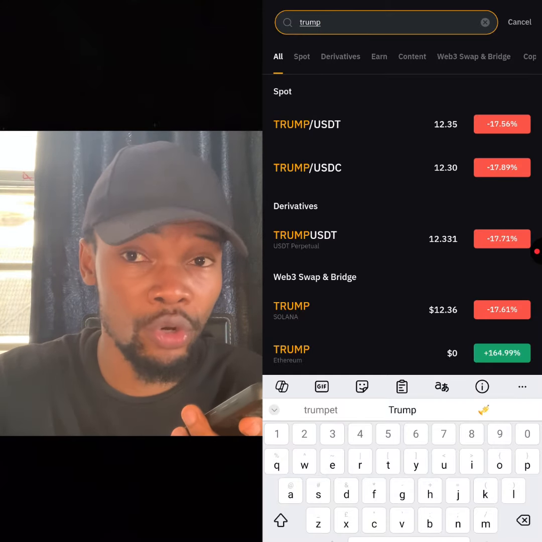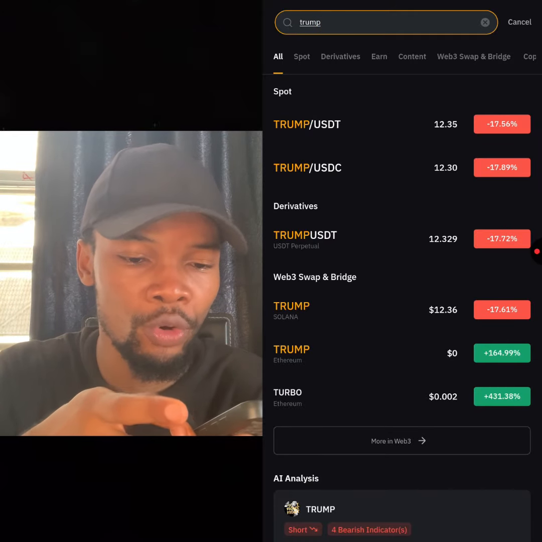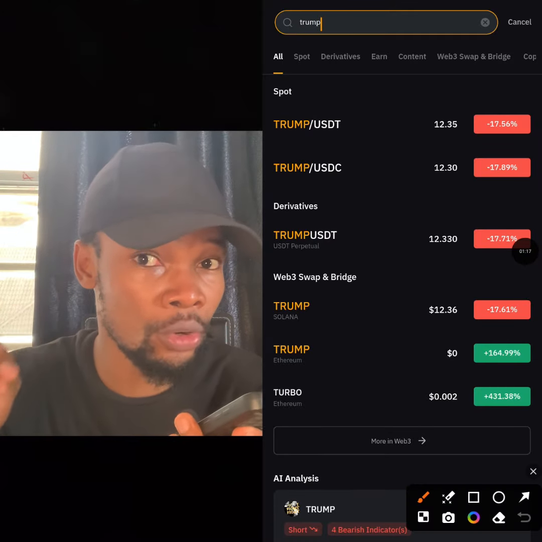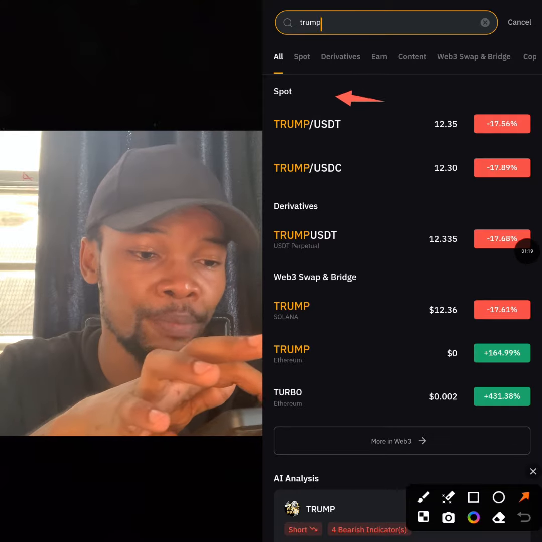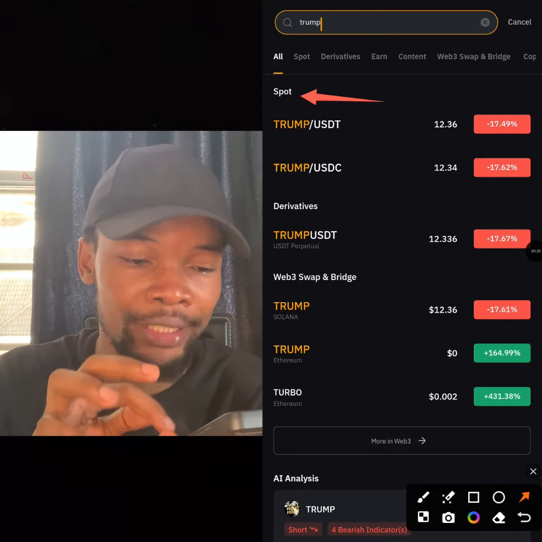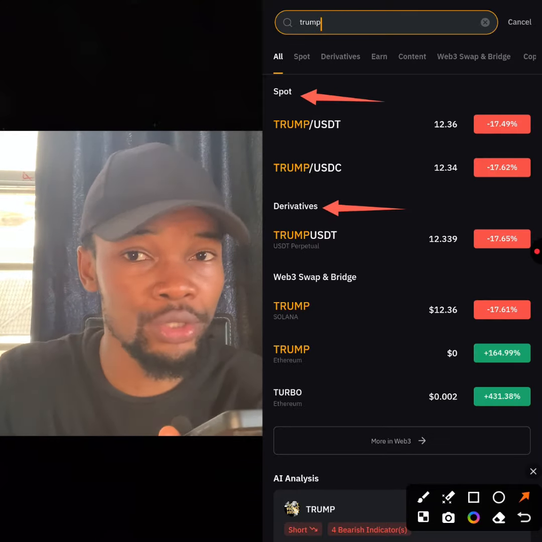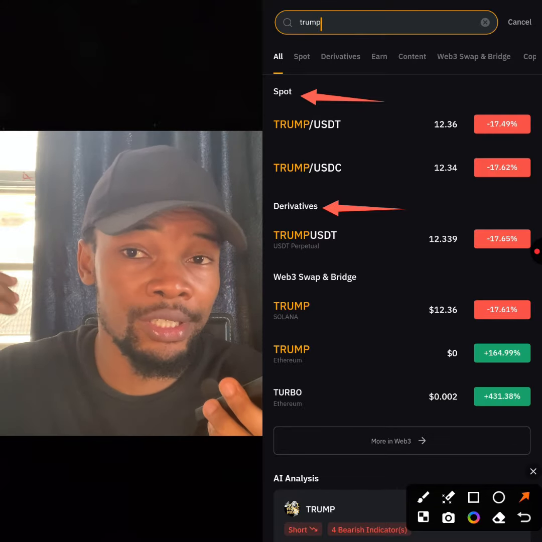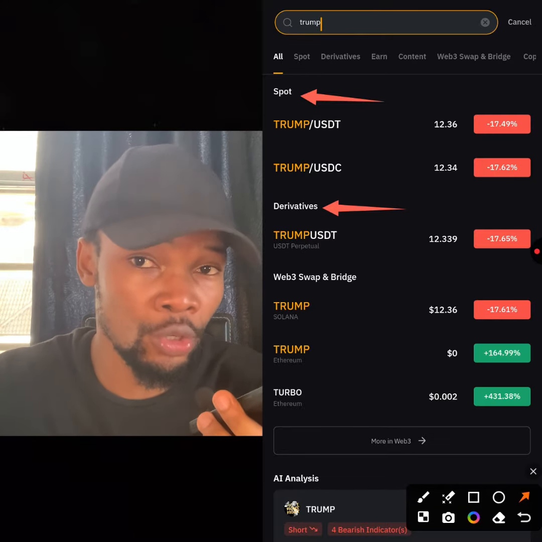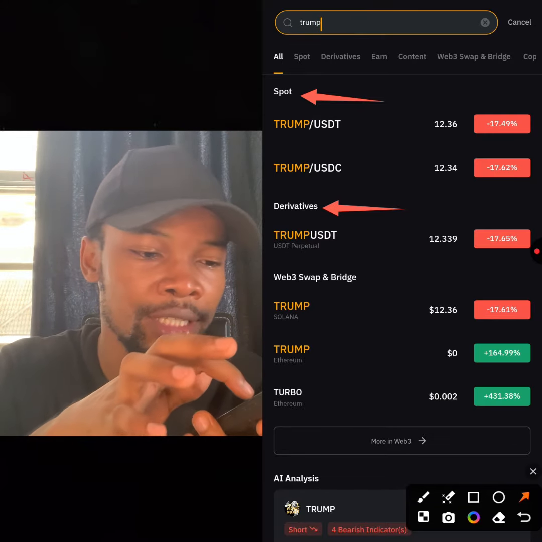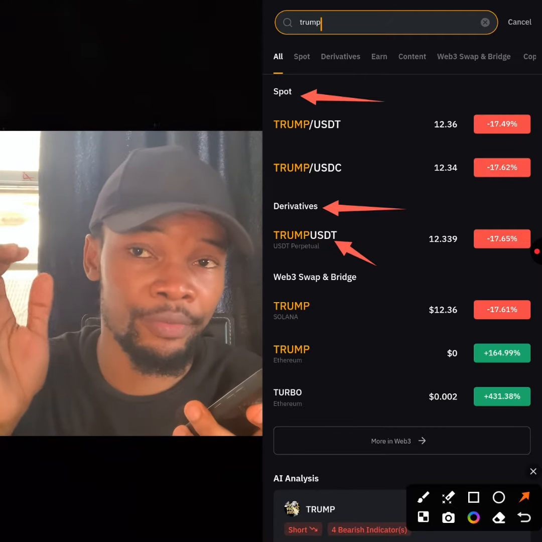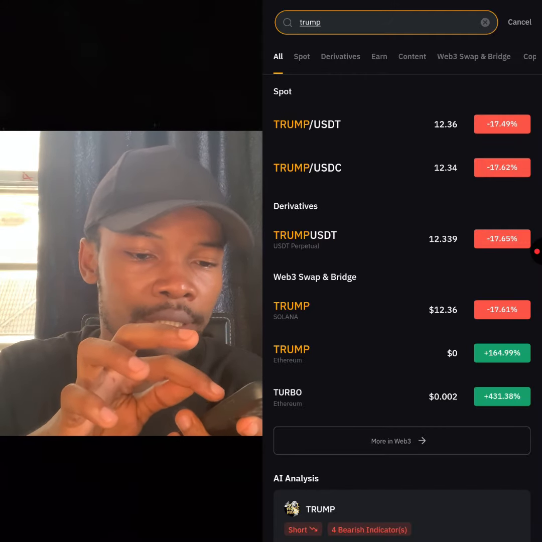Now, once you type Trump coin, you can see, of course, that there are two types of Trump coin. The first type is under spot. Now, the second type is under derivative. You must choose this one under derivative because derivative is futures trading. So you select this one that is under derivative. All right. Now you select it.